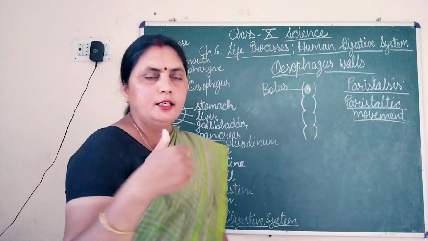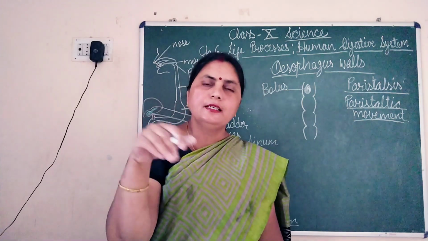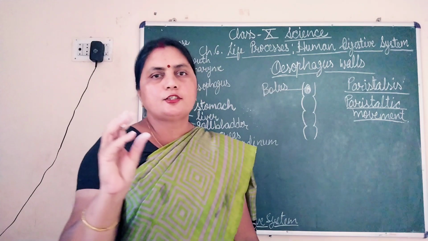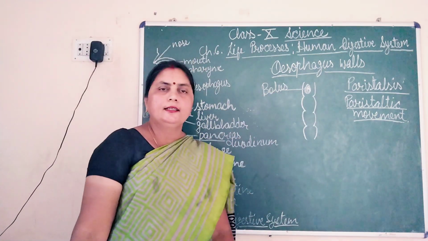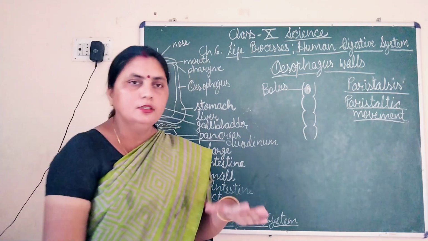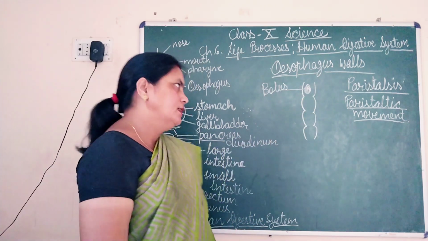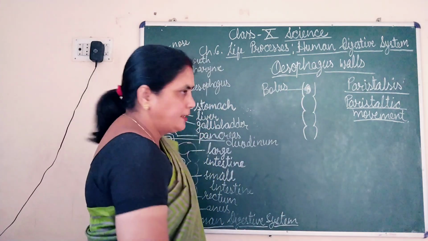When we chew the food in our buccal cavity, at that time it gets mixed with saliva and then it comes in the form of a small ball-like structure which is called bolus, and the food is swallowed down and then it goes to pharynx and then to esophagus. In esophagus, what happens when this bolus comes to esophagus?